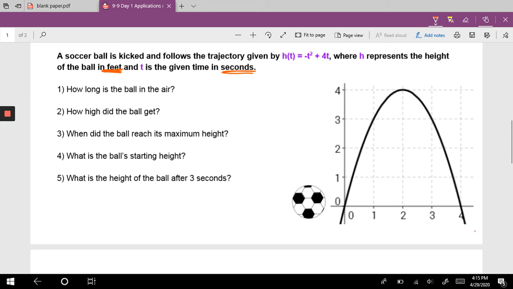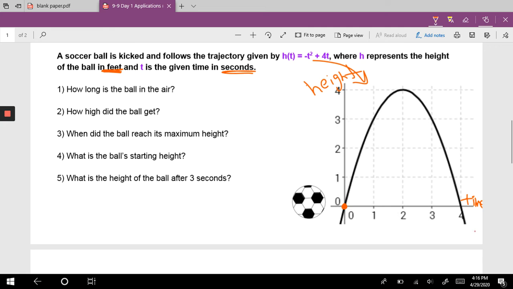So we're given the graph, and this is the graph that goes with that equation. So how long is the ball in the air? Well, what part are we being asked to find? What part of that parabola? So the y-axis is height, and the x-axis is time. So from this point here, this is time 0. It is also at height 0.